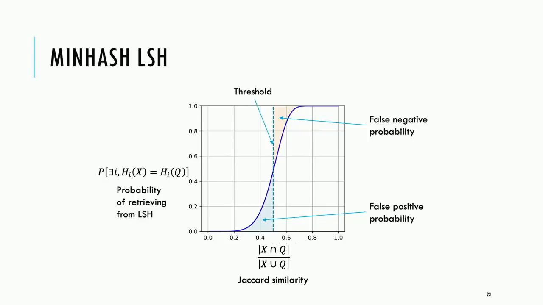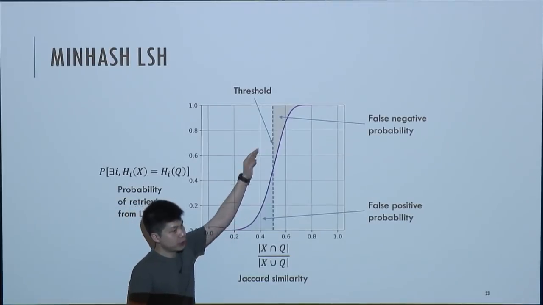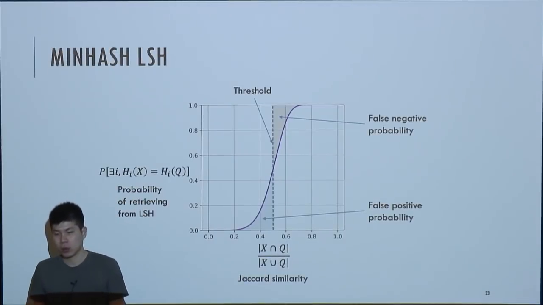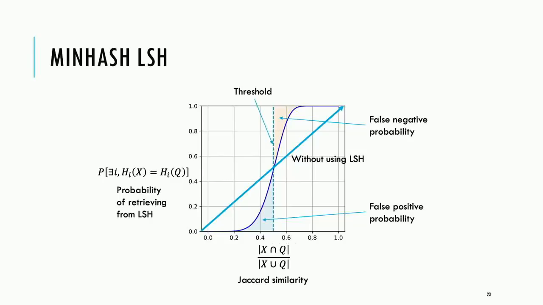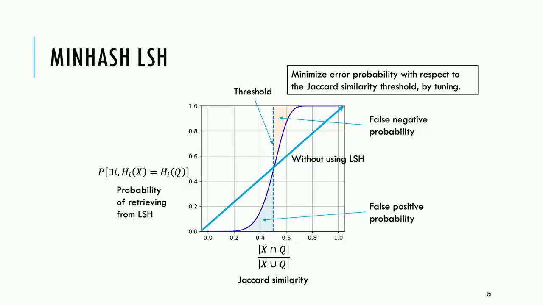This plot shows why LSH improves the accuracy. The x-axis is the Jaccard similarity of a candidate set, and the y-axis is the probability of retrieving these candidates from the LSH index. There is an S-curve relationship between the probability and the Jaccard similarity. Without using LSH, this relationship would be linear, so you can see the difference. What LSH does is allow us to optimize this S-curve around a given Jaccard similarity threshold so that we can minimize the error probabilities. Essentially, we want to stretch the curve in a way that the area corresponding to the errors is the smallest, right?